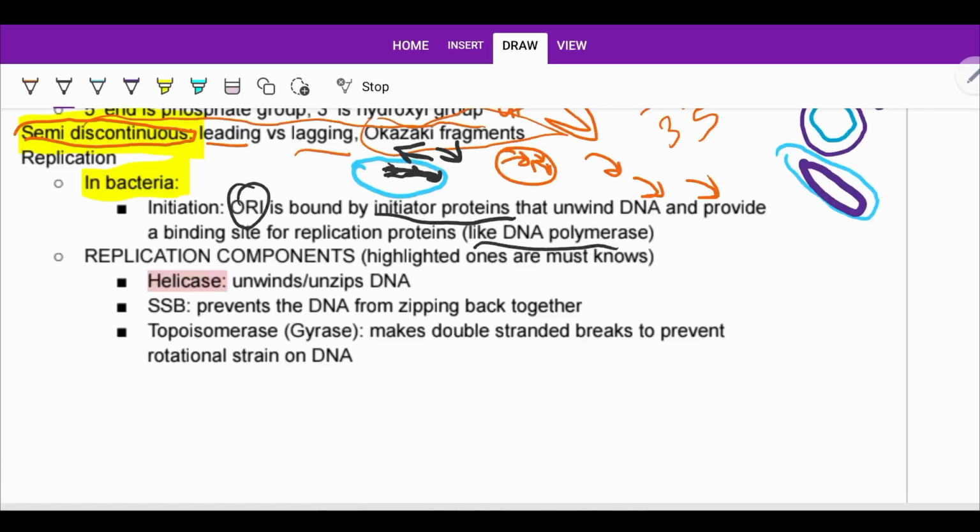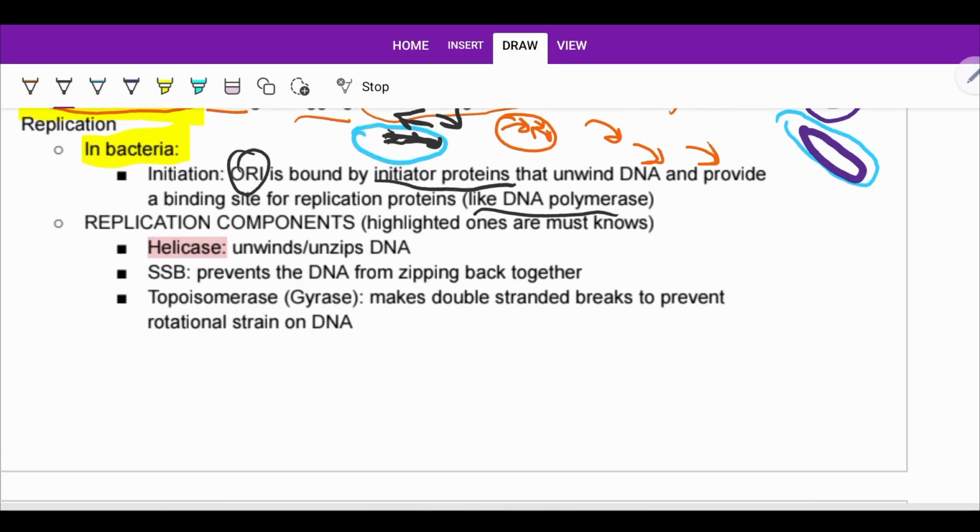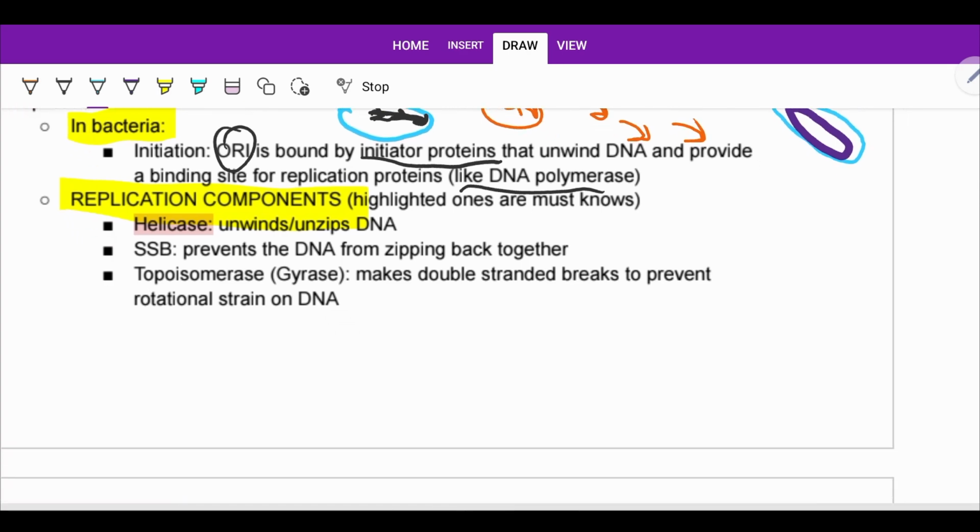Okay. Replication components. This is a big one. In this, the highlighted ones are must-knows. That means they have a high likelihood of being on the test. The other ones do not have a high likelihood of being on the test. I suggest you should probably know them, but if you're in a pinch, you should know the ones that I highlighted. Helicase unwinds, unzips DNA. I always think of this like helicase, helio, sun, super hot, super fast, burns through things, unzips, unwinds. I know it's a stretch, but it makes sense in my head. Hopefully that helps you too.